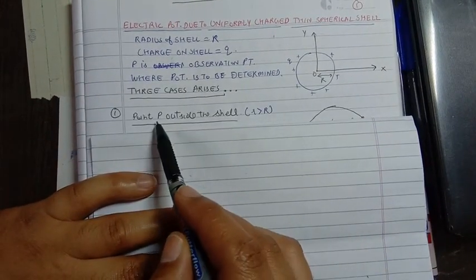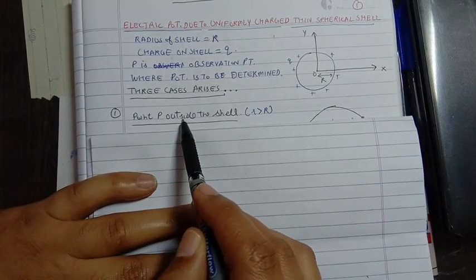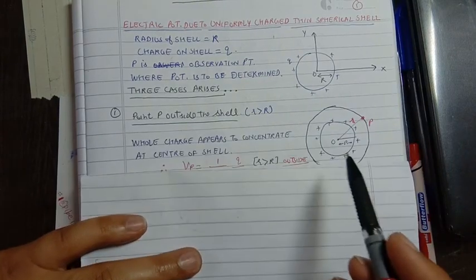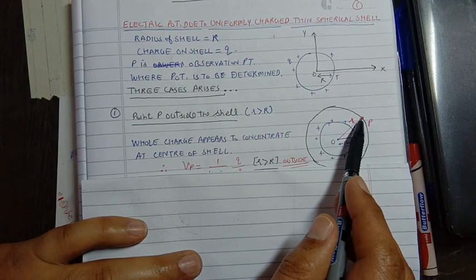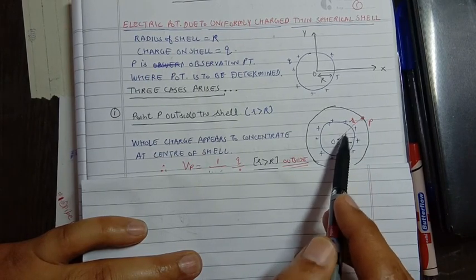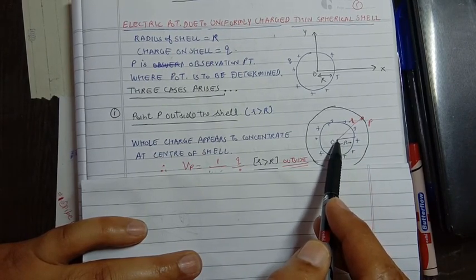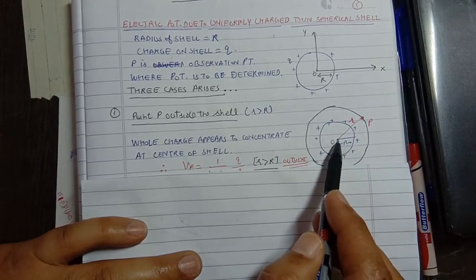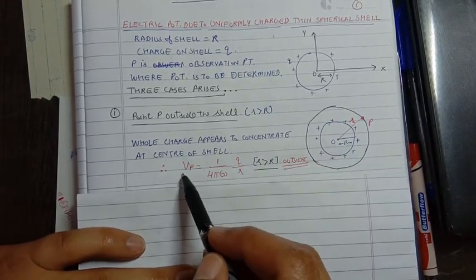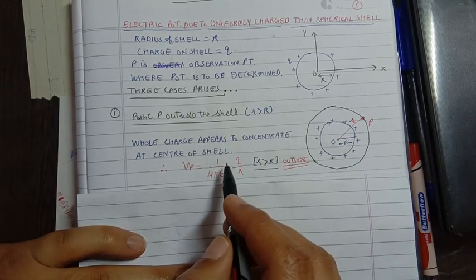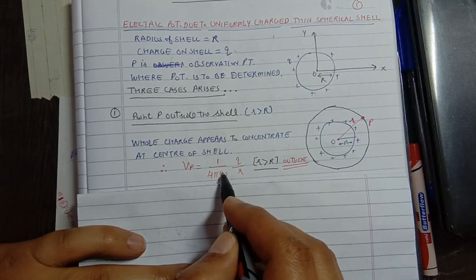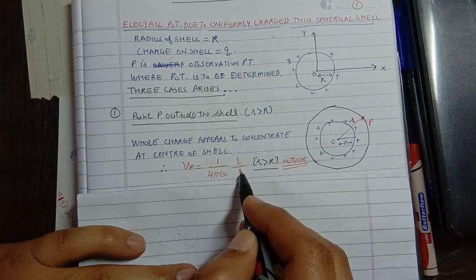First case, when the observation point P lies outside the shell. So in this case, this is the shell, P is the observation point which is present at distance r from the center of the shell. In this case, the value of the electric potential at the faraway point from the center of the shell will be equal to 1 over 4 pi epsilon naught Q by r.